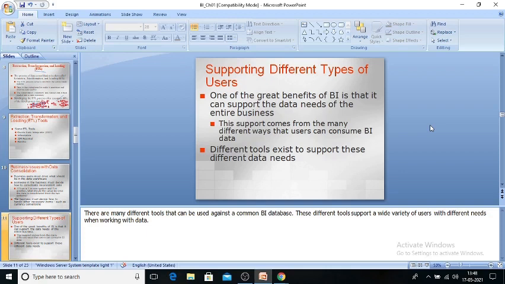Okay, it should not be restricted to a particular user. That data needs to be available for all kinds of users. We need to support that because we need to expand our business. Our business should grow. For that, our data should be available for different users with different levels. Okay, we'll see which are the different levels of users.